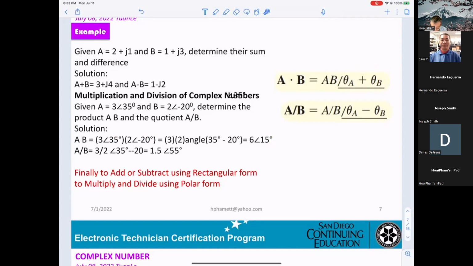If you want to multiply, and the difference for the divide, you take the real numbers to divide. 3 divided by 2, you get 1.5. However, the angle will be different. This is the formula. A divided by B, the angle will be A minus B. That's what you get: 1.5 angle 55 degrees.